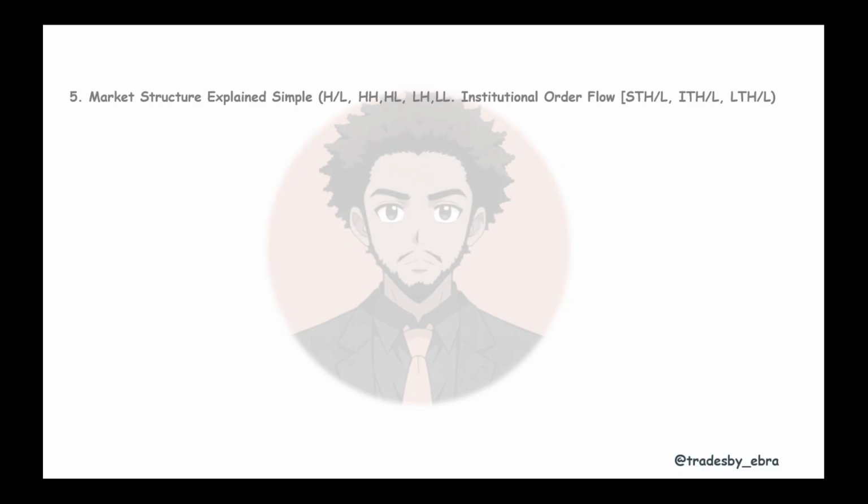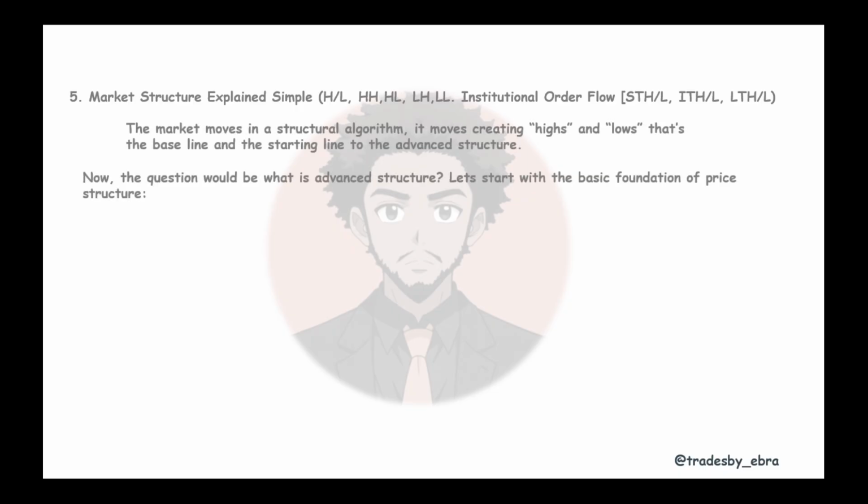Now the question could be, what is advanced structure? Like the question you could ask yourself, what is advanced structure? Advanced structure is institutional order flow. I think I just answered that recently. So let us start with the basic foundation of price structure. The basic is highs, lows, higher lows, lower highs, lower lows. That is the basic foundation of price structure.